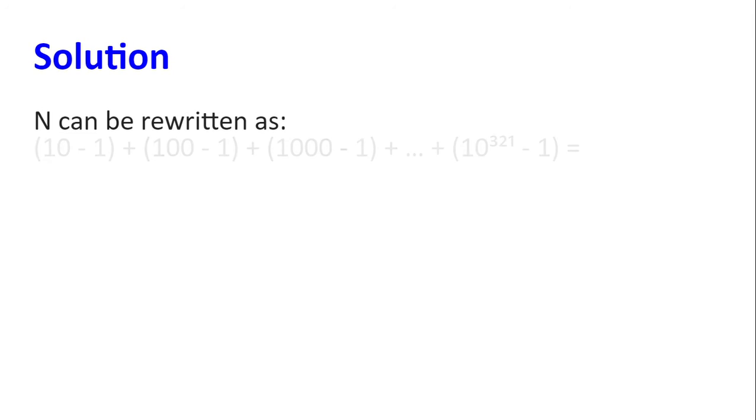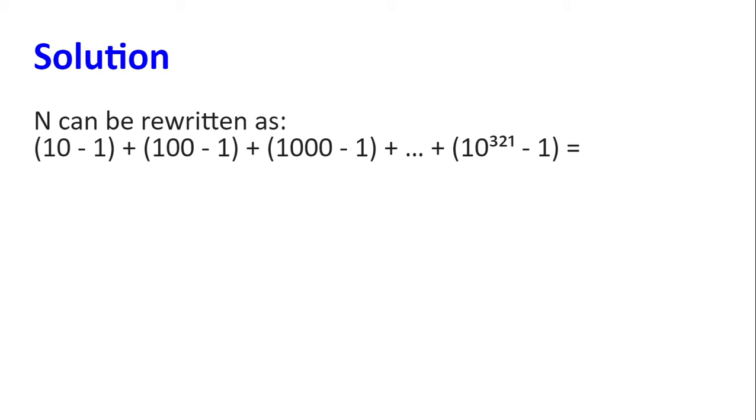Solution. So n can be rewritten as 10 minus 1 plus 100 minus 1 plus 1000 minus 1 all the way to 10 to the power of 321 minus 1, which is 1111110 with 321 ones minus 321. Now we need to look at how the last three digits of the number change when 321 is subtracted.